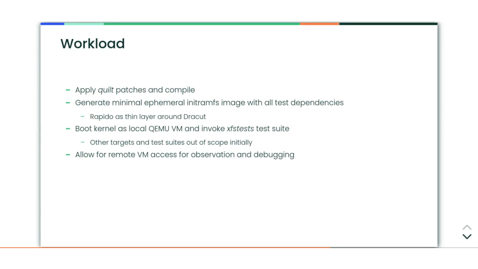Onto the workload. At this stage, it's quite simple, at least for the proof of concept. It's just applying the patches within the product or project branch, compiling the kernel, and then building a test init RAMFS image just using Dracut, and booting that kernel and init RAMFS image. It runs a test suite, collects everything, and then pushes that to the results repository.